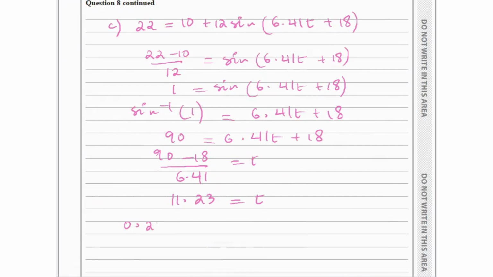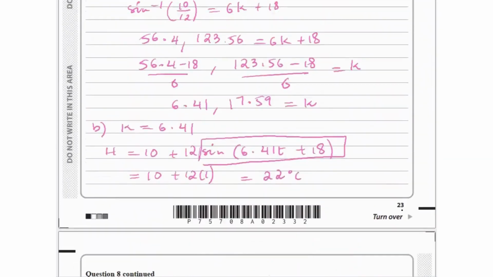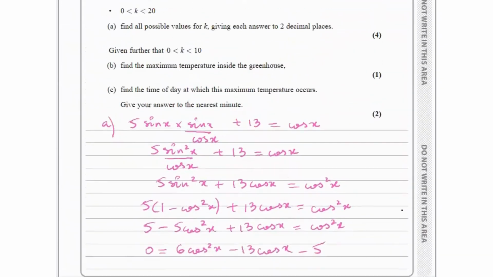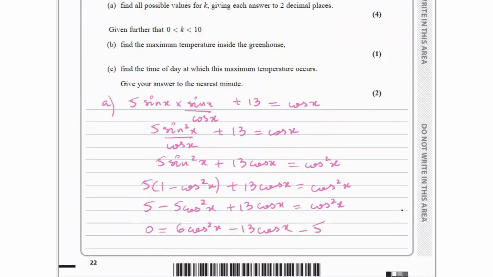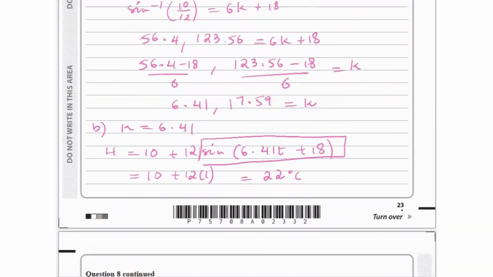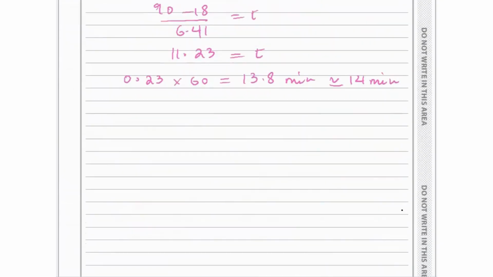Now convert the 0.23 into minutes, which is going to be 13.8 minutes. So that's 14 minutes. The reason why I'm writing 14 minutes is because the question said to give your answer correct to the nearest minute. So 11 hours and 0.23 hours converted into minutes is 14 minutes. So it's 11:14, or you can say 11 hours and 14 minutes. That's your answer.